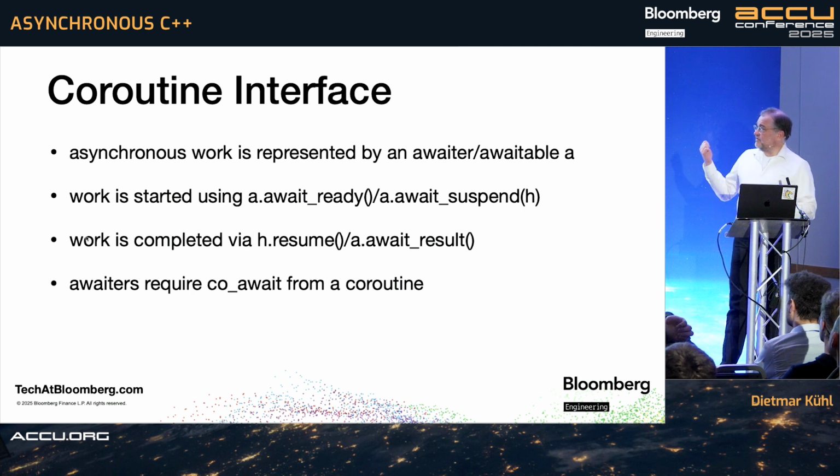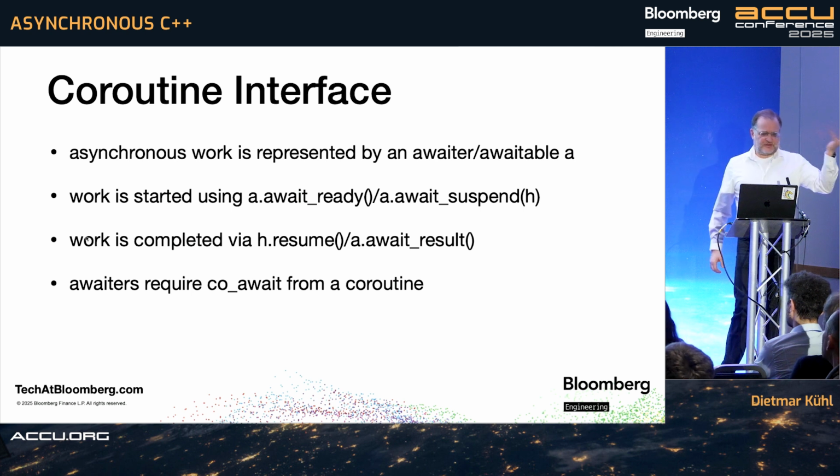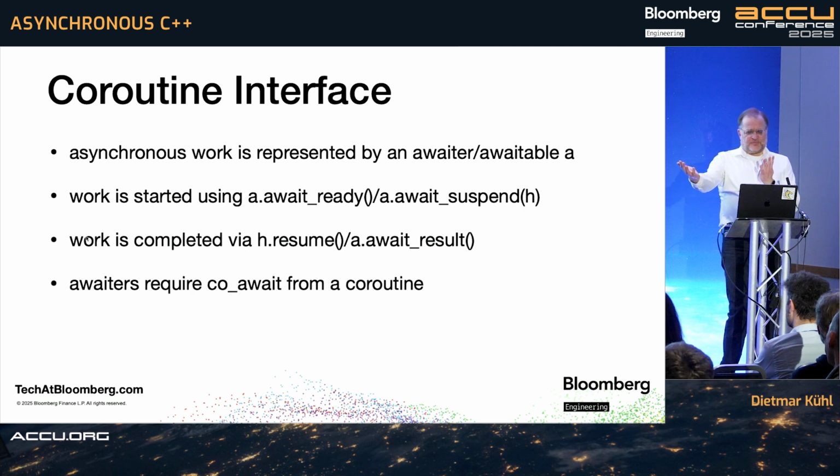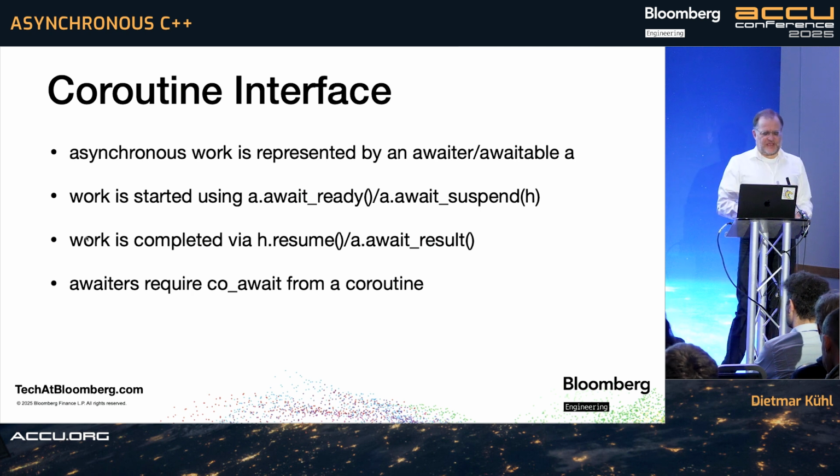But the basic idea in C++ to get a coroutine interface is that asynchronous work with a coroutine is represented with an awaiter or awaitable. The difference between awaiter and awaitable is that an awaitable needs to have a co_await operator, which turns the entity you have into an awaiter, and then the coroutine will await an awaiter. An awaiter is basically something which has 3 operations.